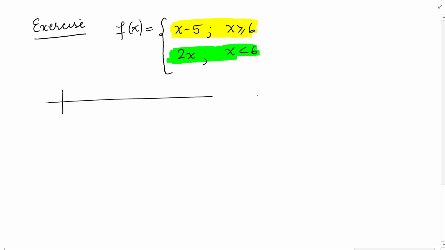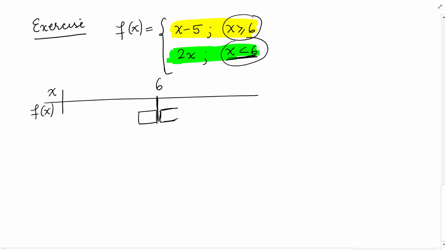To graph it, I'm going to make a table of values and put x and f of x. And then we always put the value that is breaking up our function, or values, because we can have even more than just one. So in our case, it's 6. And I'm going to put a bar here. And I'm going to calculate the value of the function to the left of 6, which means for values less than 6, and for values greater than 6. And now I'm going to pick two numbers to the left of 6, 5 and 4, and two to the right, 7 and 8.